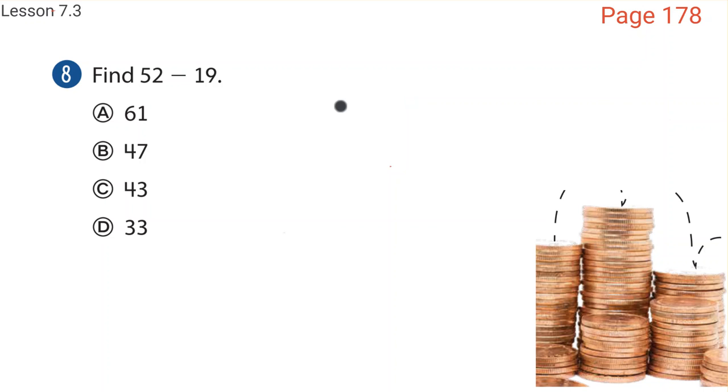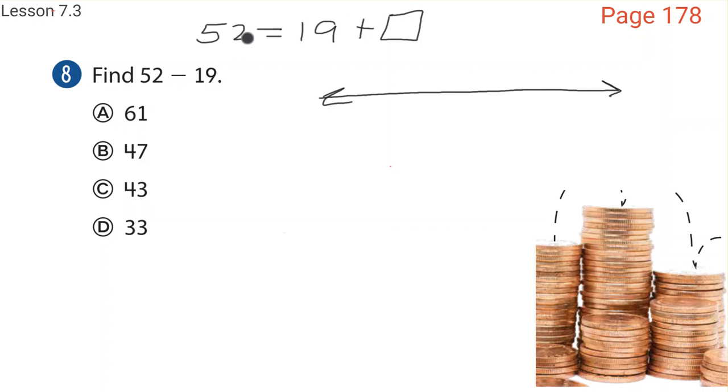So what I'm going to do here is, I can rewrite it, but let's take a look at this. So if we draw a number line, I'm going to say 52 is equal to 19 plus a number that's unknown, because we're just rewriting it as an addition problem. So we have to go 19 here. 52 is what we're trying to get to.